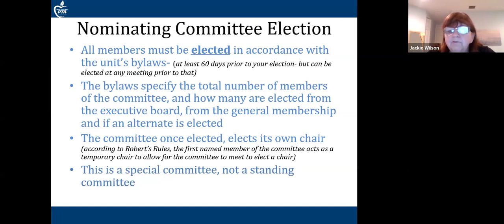The bylaws will specify the total number of members of the committee, how many are elected from the executive board and from the general membership, as well as if an alternate is elected. And the committee, once it's elected, elects its own chair. And that's according to Robert's rules. The first named member of the committee, so when you have your list, the first person's name on the list becomes the temporary chair to allow the committee to meet to elect its own chair. And this is a special committee, not a standing committee. A special committee is a committee which has a specific job to do. And once that job is finished, the committee disbands.